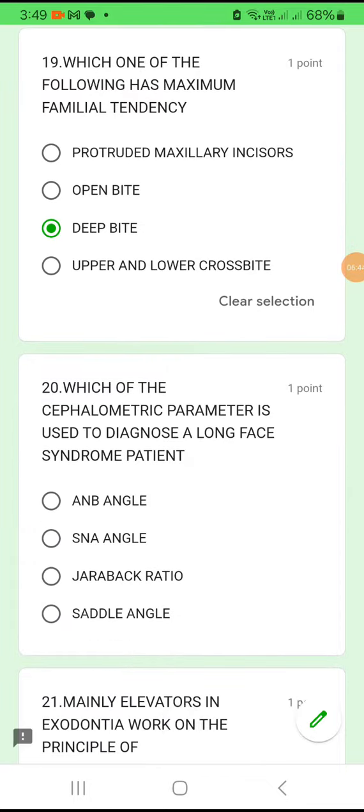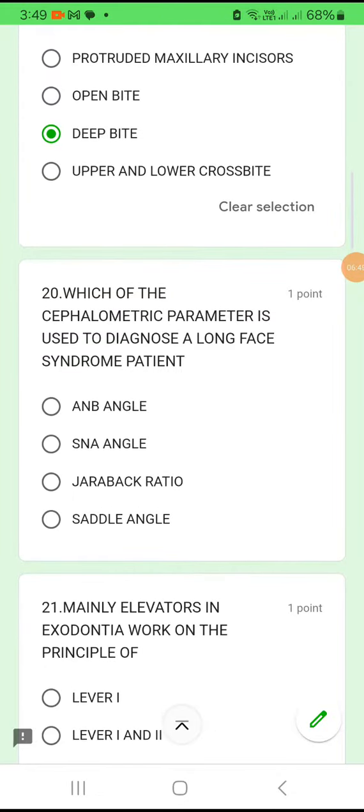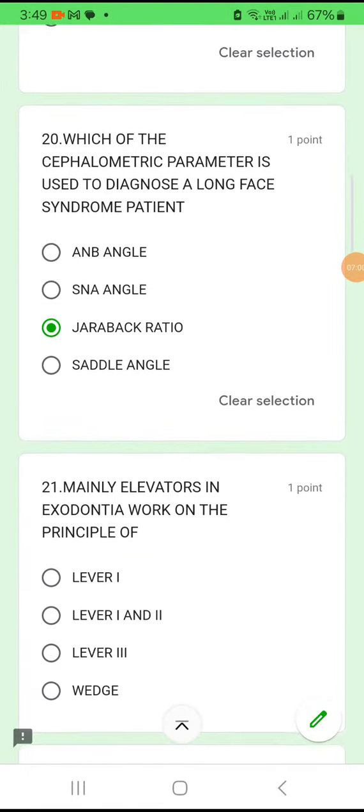Question number 20. Which of the cephalometric parameter is used to diagnose a long face syndrome? Okay, whether the patient is having a long face or not is checked by which method? ANB angle method or SNA angle method or Jarabak ratio method or saddle angle? Option C, Jarabak ratio method.